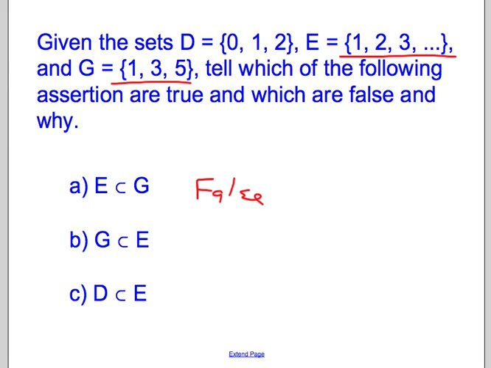Are all the elements in G found in E? Well, let's look. We have a 1, there's a 1. 3, there's a 3, and there would be a 5 as well. So that is true. G is a subset of E. Is D a subset of E? No, because D has 0 in it, E does not. So D is not a subset because that one member is not there. Okay.